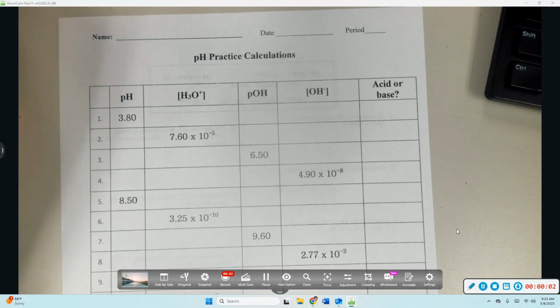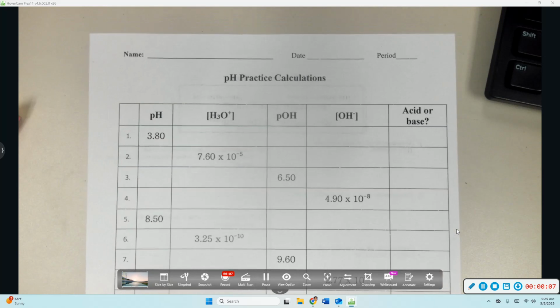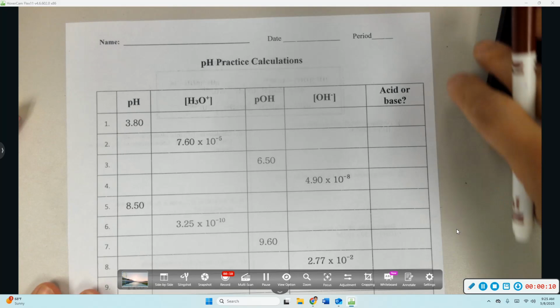Okay, welcome back. This is a worksheet on pH and pOH calculations here. We'll review a couple concepts. This is about acids and bases.